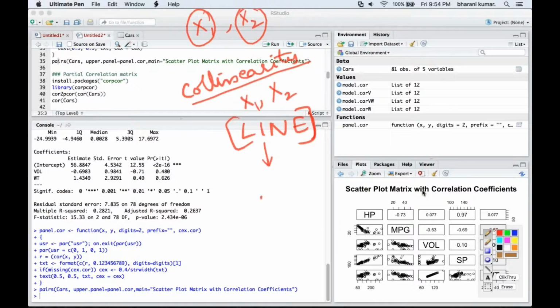Yeah, Smitish, I'll just rectify that. If there is even moderate correlation between inputs, that's a problem, not just strong correlation.